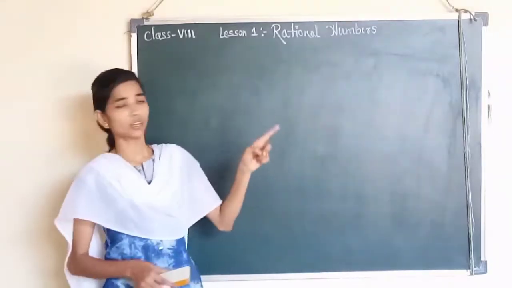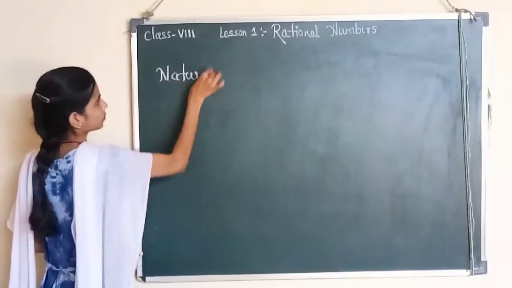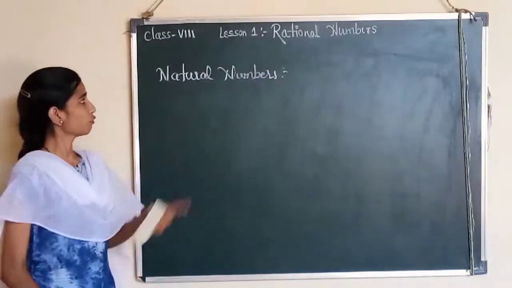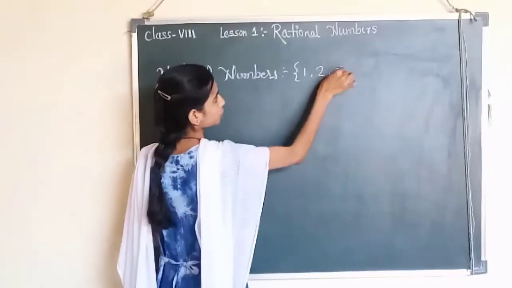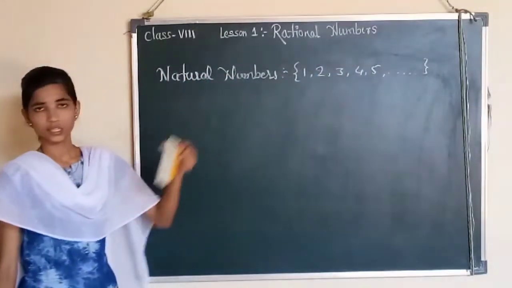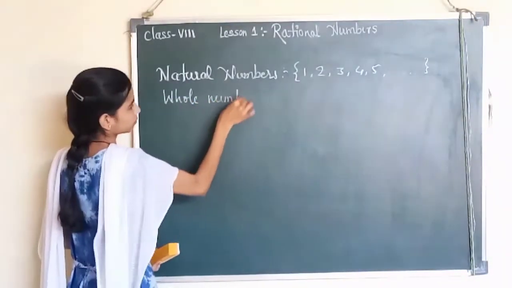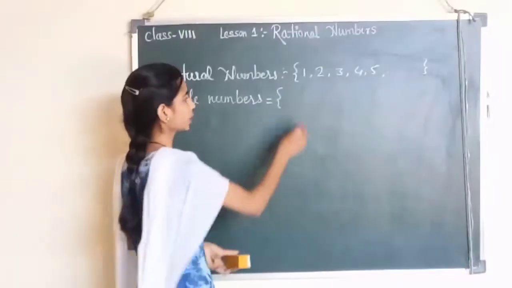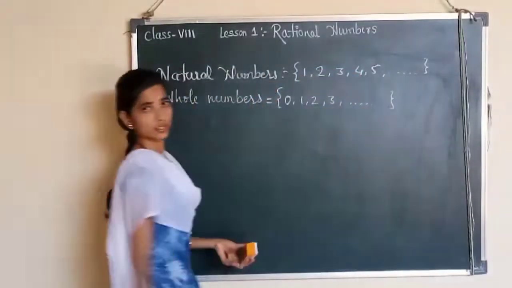Good, before we start rational numbers, we should know what is meant by natural numbers. Students, we know natural numbers means counting numbers, the positive numbers which start from 1, 2, 3, 4, 5, etc. And then whole numbers. Whole numbers are all positive numbers including 0. Means 0, 1, 2, 3, 4, 5, etc.